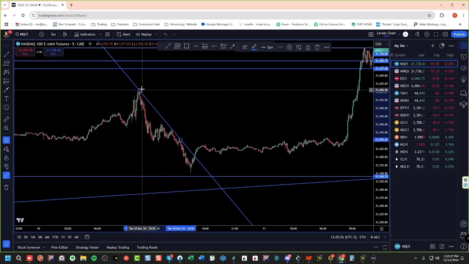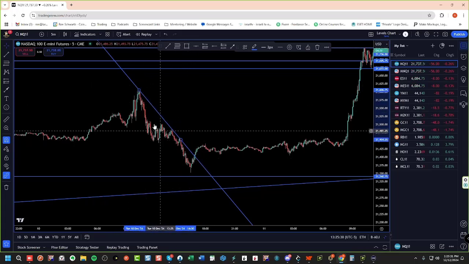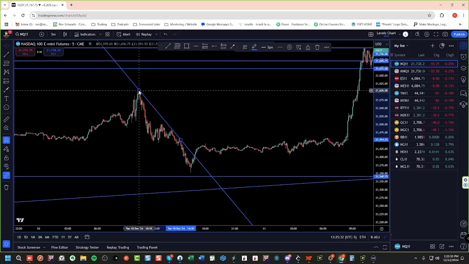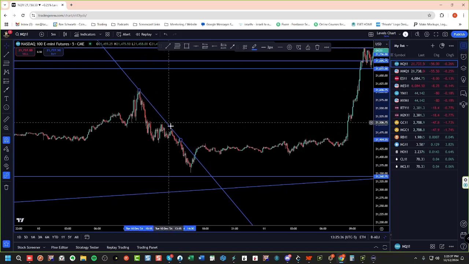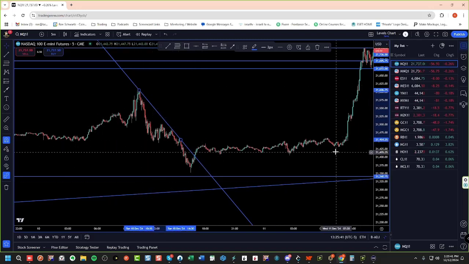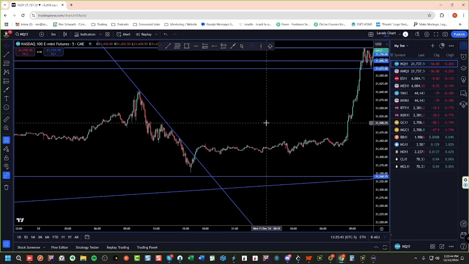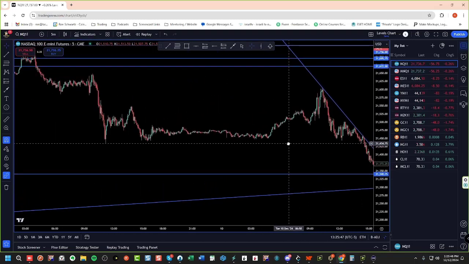If we're looking for a long, because we're only looking for longs, when will be a good time to take a long? When we break this counter trend move or counter move. Remember, we're looking for long. Again, we can never predict the bottom and we can never predict the top.